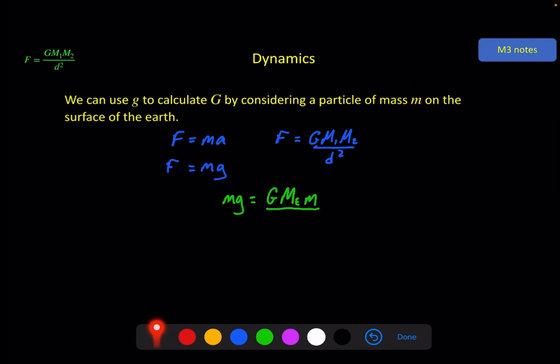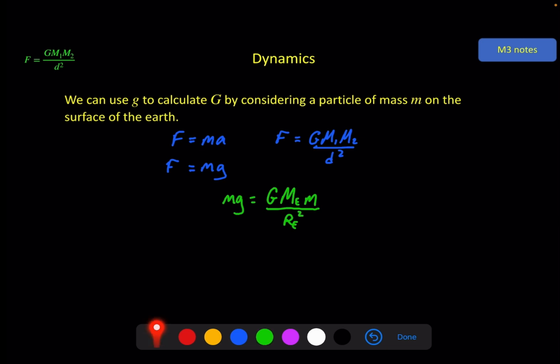And the distance between them, we need to be careful here. A particle on the surface of the Earth does not have zero distance, because the distance here is measured from the center of one particle to the center of the other particle. So we go from the center of the Earth to the particle on the surface of the Earth. So the distance between them is the radius of the Earth. And then we have to square that.